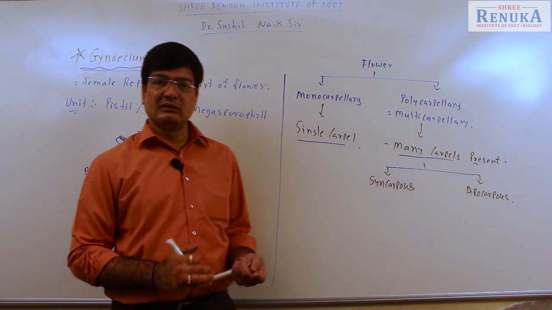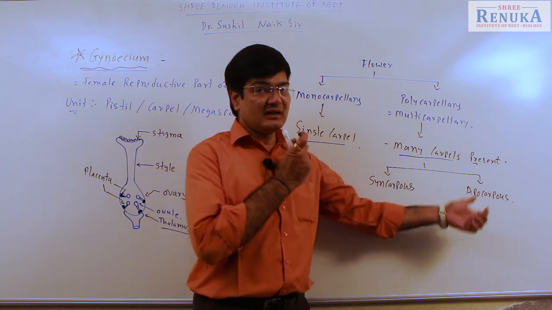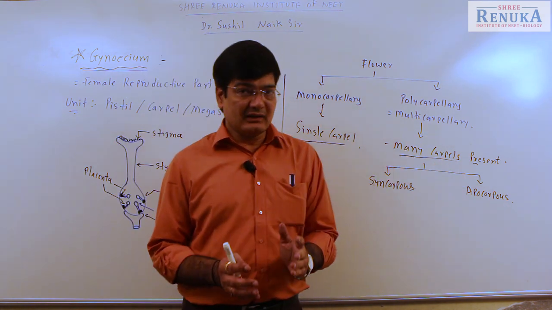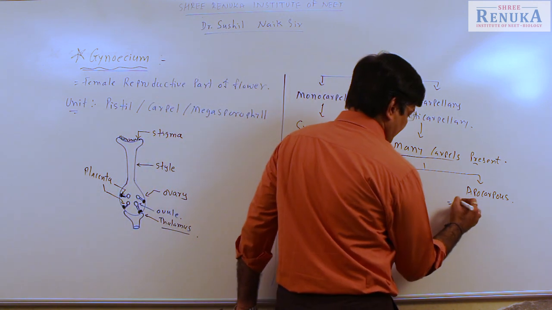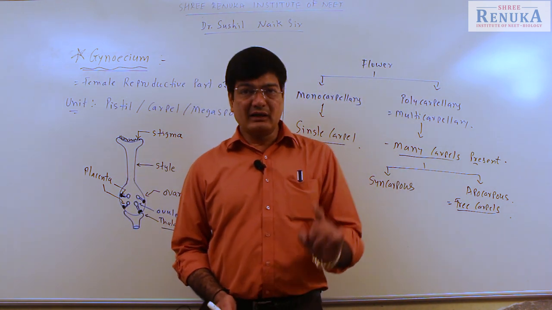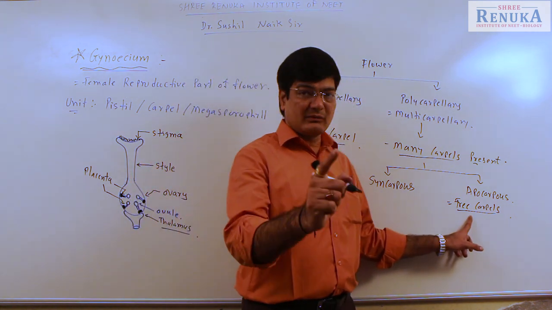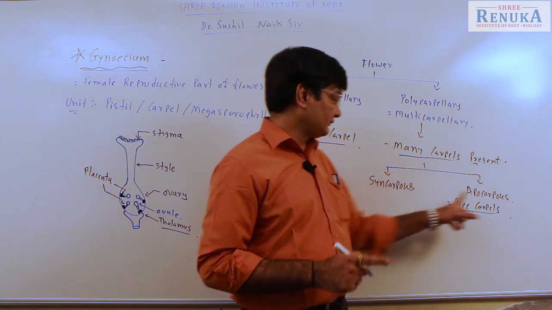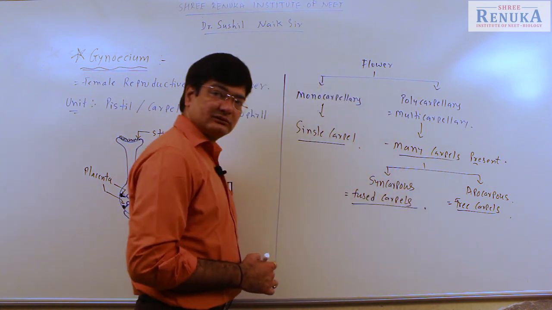The flower in this condition is syncarpous or apocarpous. Students, remember that if all carpels or pistils are free from each other, it is called apocarpous. In this condition, each pistil or carpel has its own ovary. So a large number of pistils and a large number of ovaries are present in the apocarpous condition, but in the case of syncarpous, all the carpels are fused with each other.